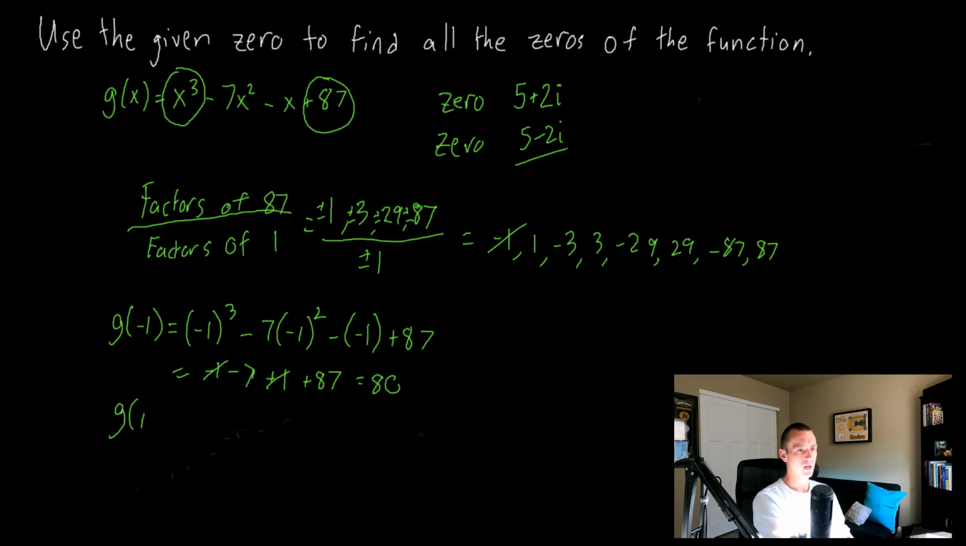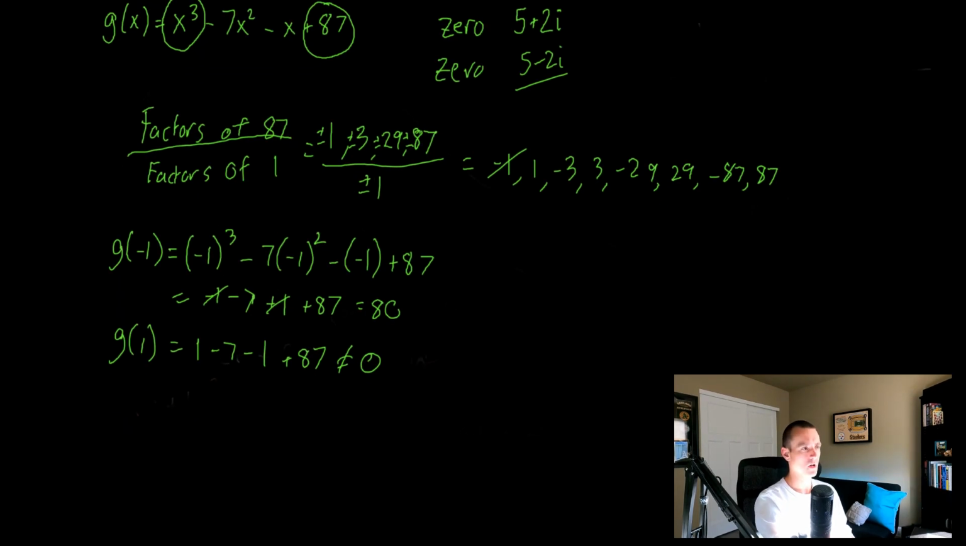Okay, what about g of 1? And again, I'm going to speed up through this a little bit. 1 cubed is 1. 1 squared is 1 times negative 7 is minus 7. Minus 1 plus 87. Again, clearly not 0. I'm not even going to bother adding that up. It's not even close. Okay, so it's not 1.